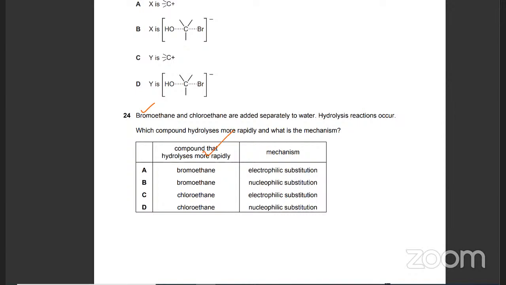Remember, reactivity increases down group 17 for halogenoalkanes because the bond breaks easily. And the mechanism is definitely nucleophilic substitution. Okay, SN1, SN2 reactions.